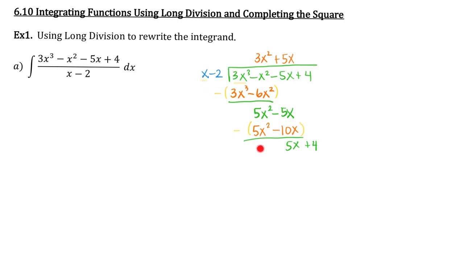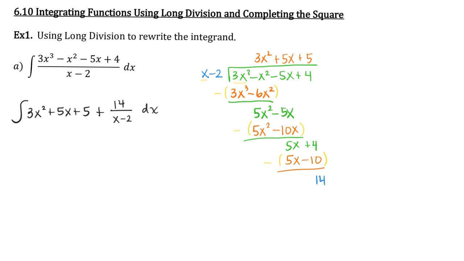And then to multiply x to get 5x, I multiply by 5. 5x minus 10, and then I'm going to subtract down. If I subtract 4 minus negative 10, I get 14. Okay, now my whole goal was just to rewrite this integral in mixed number form. So this is the same as 3x squared plus 5x plus 5. The remainder is 14. And I was dividing by x minus 2, dx.